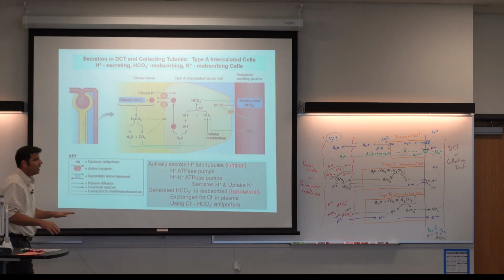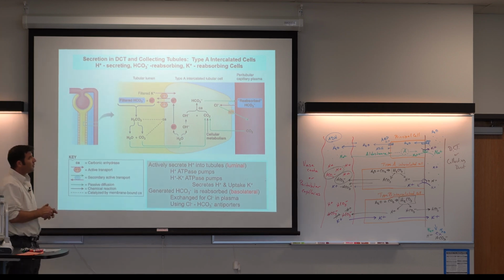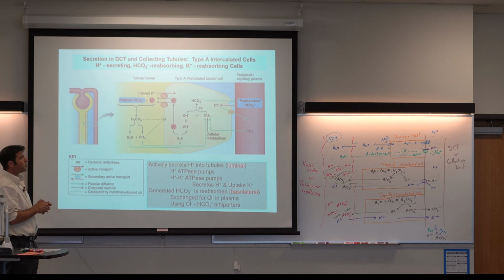That's the main thing. But we said the side note to that was that in order to get rid of one of these hydrogen ions, to give up a positive charge, you got to replace it with a positive charge. So for every hydrogen ion that we secrete, there is a potassium ion that is reabsorbed.